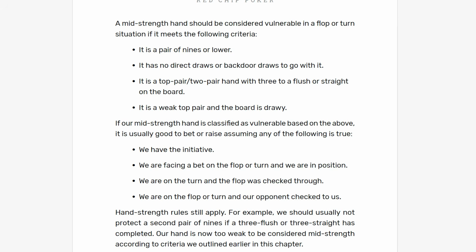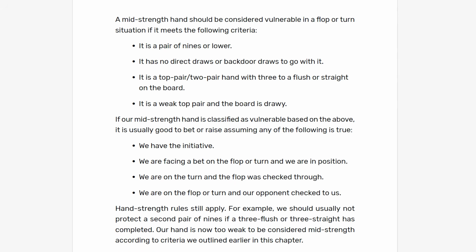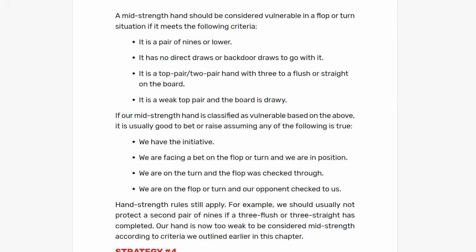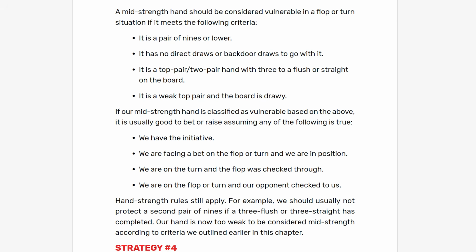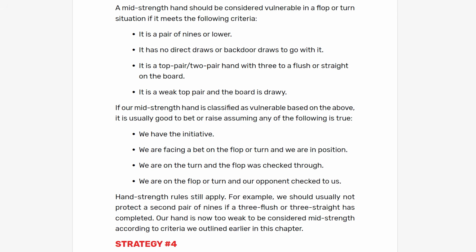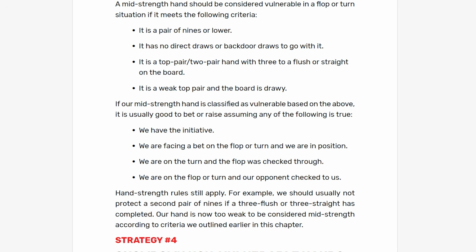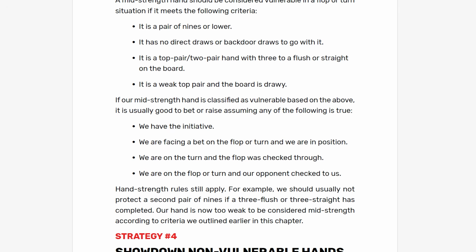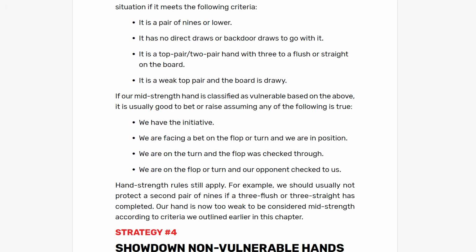A mid-strength hand should be considered vulnerable in a flop or turn situation if it meets the following criteria. 1. It's a pair of 9s or lower. 2. It has no direct draws or backdoor draws to go with it. 3. It's a top pair or 2-pair hand with 3 to a flush or straight on the board. And 4, it's a weak top pair and the board is drawy.